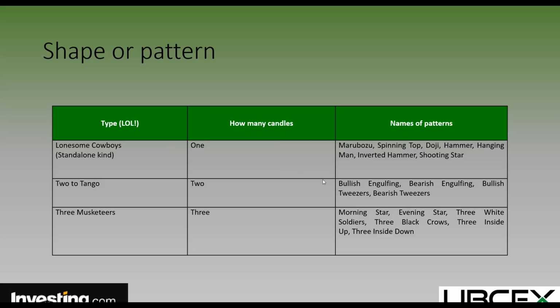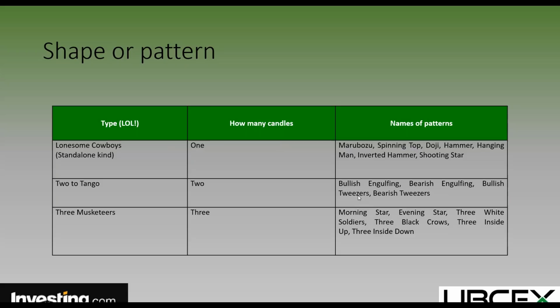Then we go on to the more complicated ones. There are two candlestick patterns. Now, bullish engulfing and bearish engulfing are two of the most well-known candlestick patterns. We look for these and we read about them a lot. We talk about them a lot. And they tell you that a trend is probably ending. And then from there, we go on to three candlestick patterns. Three candlestick patterns sometimes are very complicated to see. And you have morning stars and evening stars. You have three white soldiers and three black crows, three inside up and three inside down.